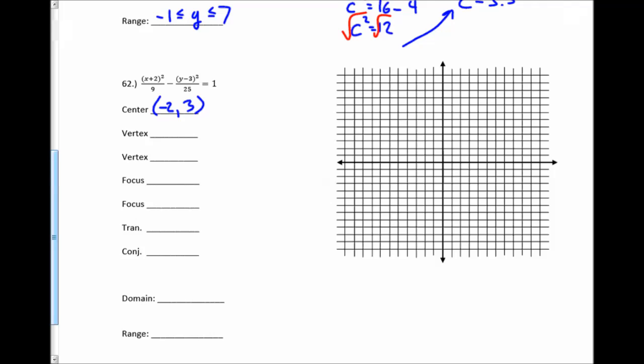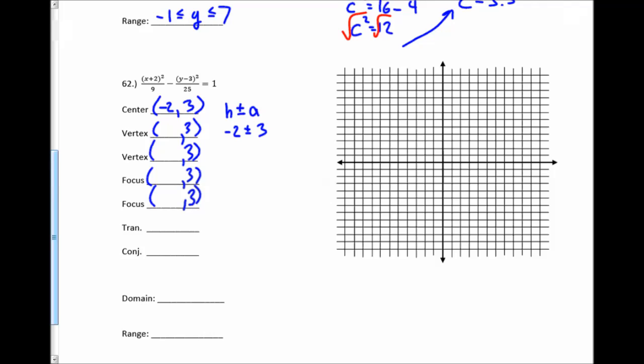For the vertex on this one, because it's horizontal, my y value is not going to change. That's going to remain as a 3. And really, that's going to be the same thing for the foci as well, so I can fill those in ahead of time. And now for my vertices here, it says that I should do h plus or minus my a value, because my transverse axis lands on the vertices, so I'm essentially getting to the endpoints of my transverse axis. So I've got negative 2 plus or minus a, which is a 3 in this case.